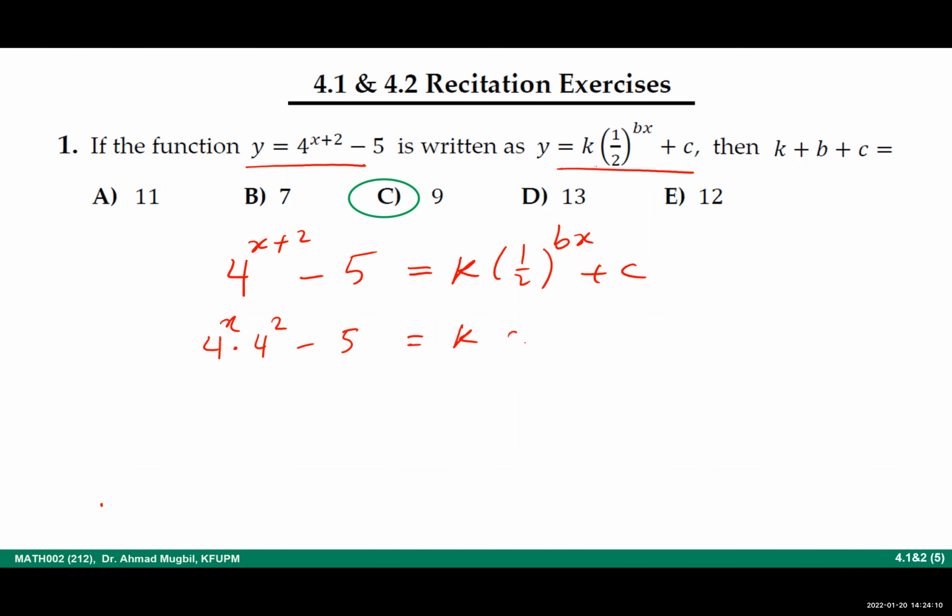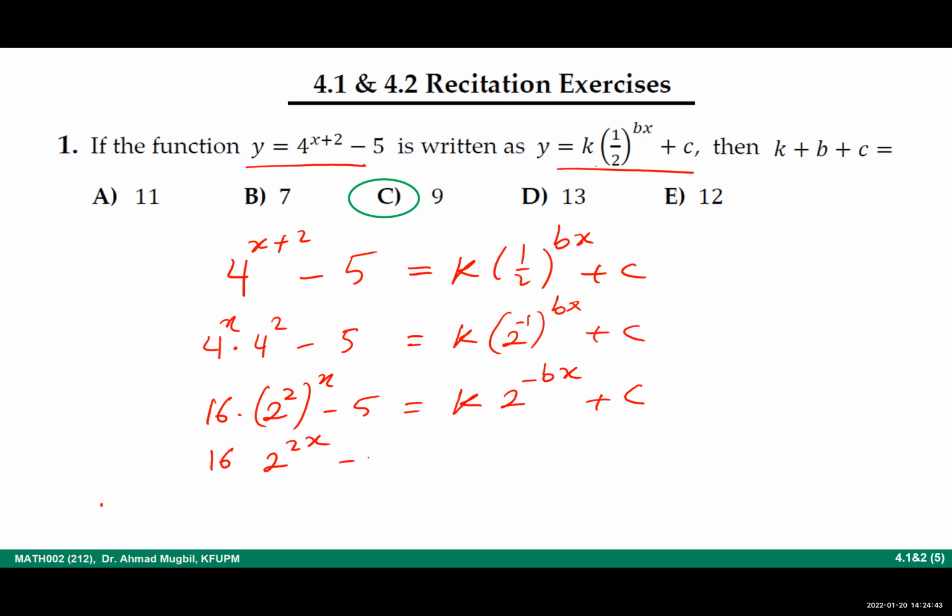And this will be k to the power 2 to the power negative 1, all to the power bx plus c. And this is 4 to the power 2, what is it? 16 multiplied by 4 to the power x. 4 to the power x is 2 to the power 2, all to the power x minus 5 equals k to the power 2 minus bx plus c. Are you with me? I just wrote a half as 2 to the power negative 1 and 4 as 2 to the power 2. So now it should be clear. Now this is 16, 2 to the power 2x minus 5 equals k multiplied by 2 to the power negative bx plus c.